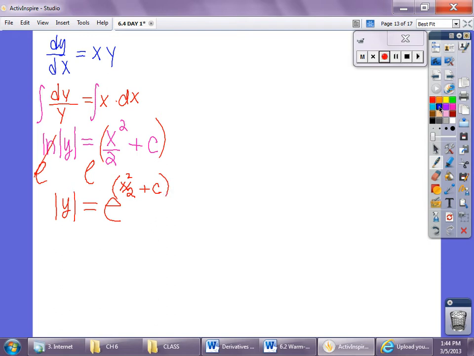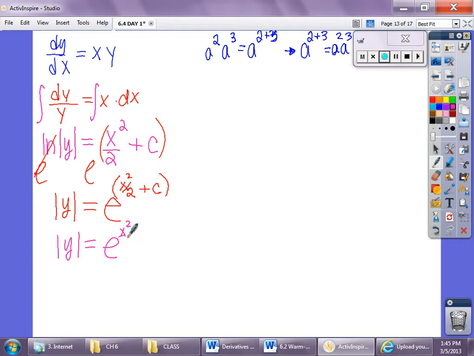And then if you remember, I said, well, if you have a squared times a cubed, you told me that was a to the 5th, which is summing the powers. So, the other way around, if I have a sum of powers, I can separate them as a product. And that's actually what we're going to do in our next step right here. I'm going to rewrite this as absolute value of y is equal to e to the x squared over 2 times e to the c.